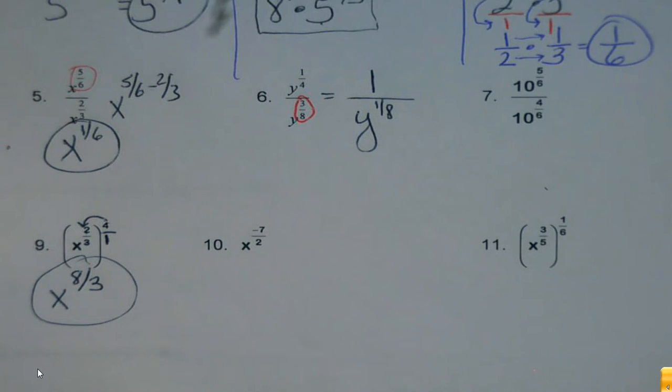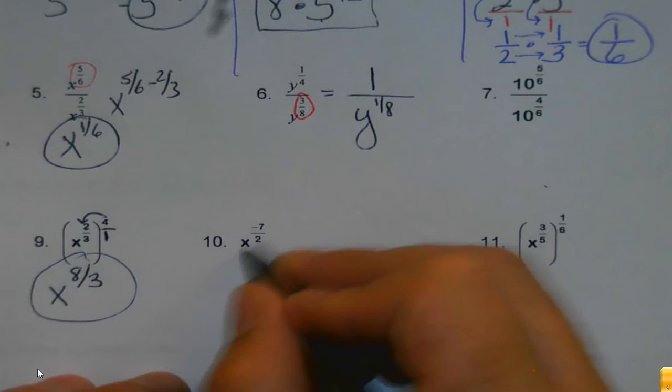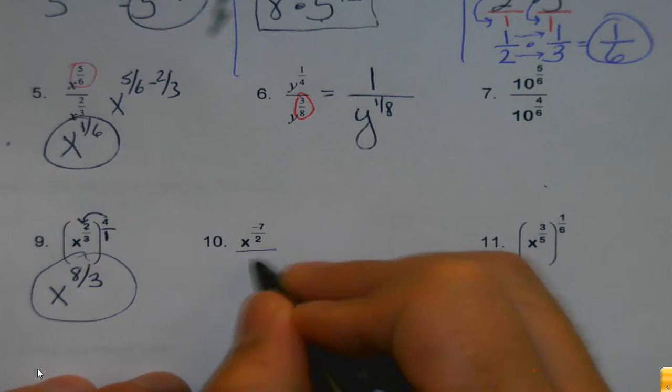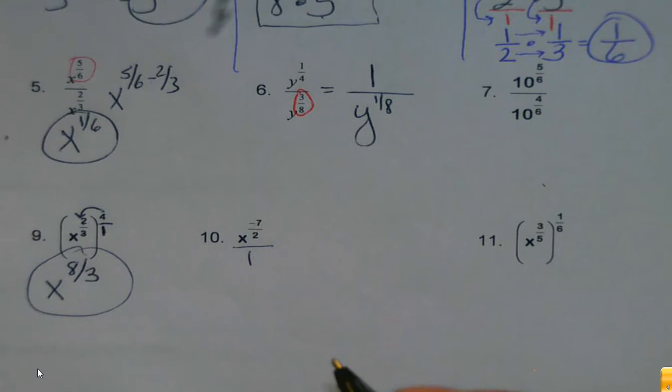And then finally, number 10. You're like, there's only one thing there. But it's got a negative exponent. We don't do negative exponents in answers.